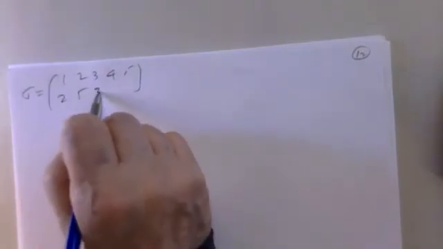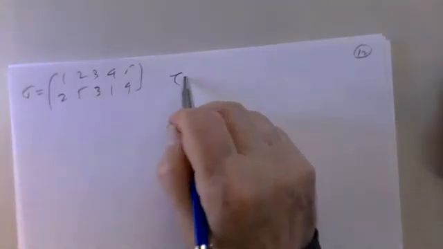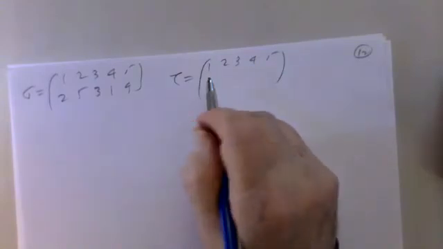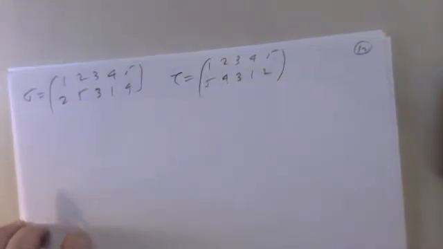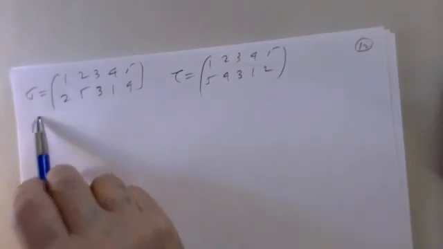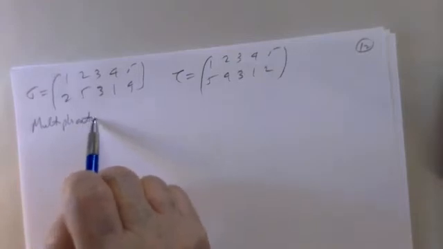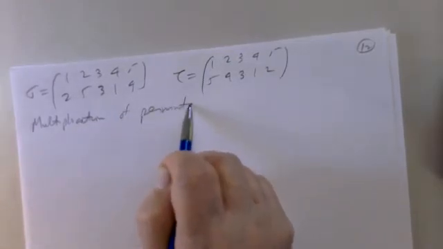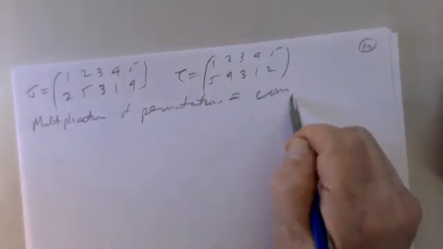Let me do a few more examples so you get to see composition, or multiplication, of permutations in a lot of different examples. So let's take permutations in S5. Suppose sigma, if I write this in standard form, 1 2 3 4 5 over 2 5 3 1 4. That's sigma. Tau is another permutation of 5, say this one. I just wrote these down at random. Multiplication of permutations means composition of functions.